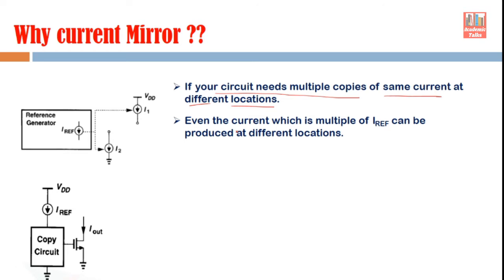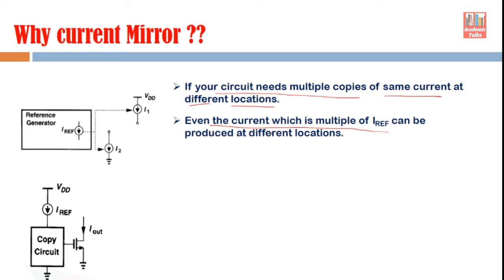It is not necessary that if we need the same amount of current, we use a different current, even the current which is a multiple of I reference. For example, I reference is 1 milliampere and at some location you need 2 milliampere. That also is possible. You know, in a photocopier machine, there is a function with the help of which you can enlarge your document, and there is a function with the help of which you can reduce your document. So, that enlargement and reduction is possible.